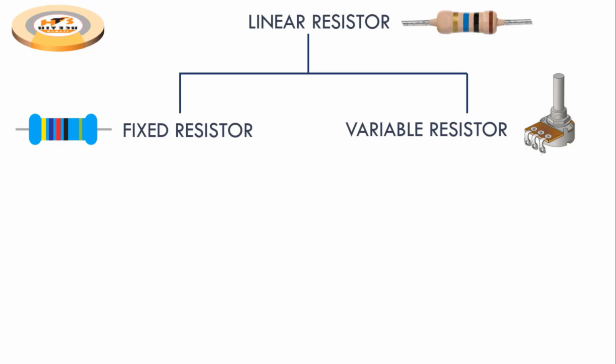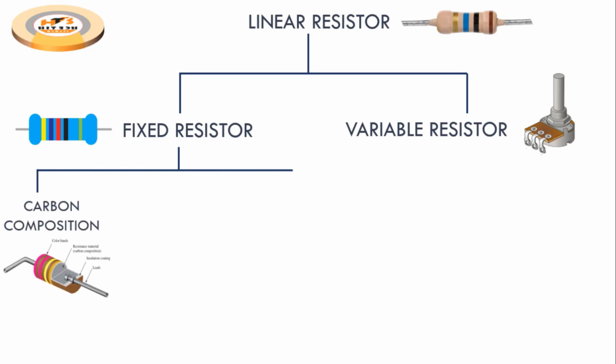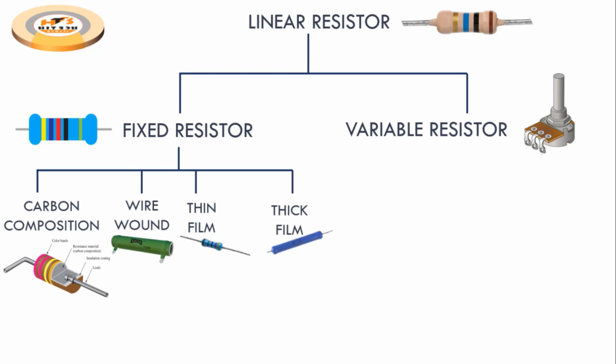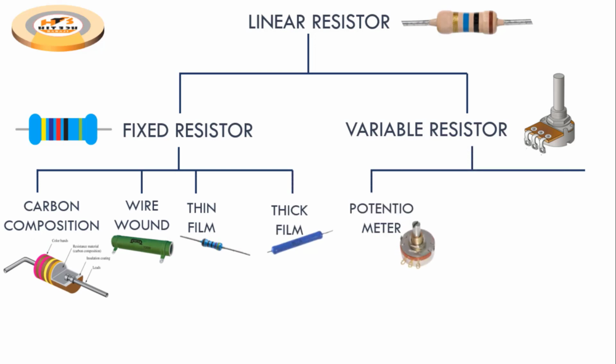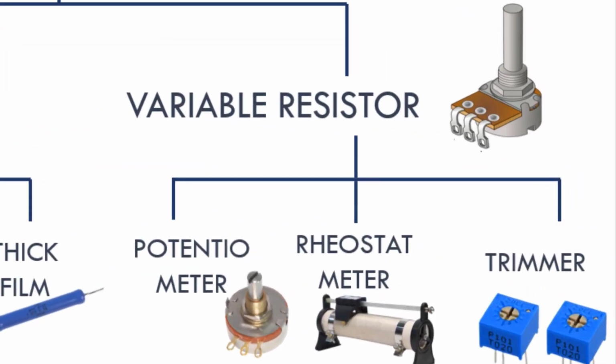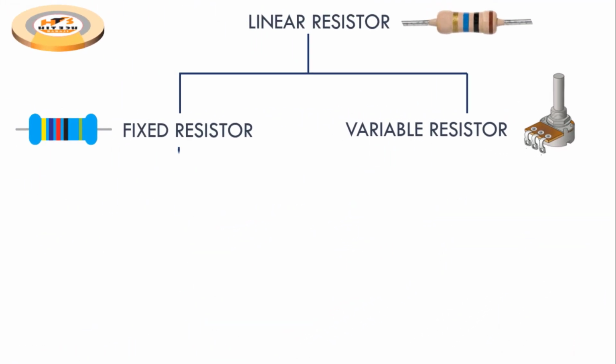Now fixed resistors are those resistors which have a specific resistance value, meaning its resistance is fixed and cannot be changed. Whereas variable resistors are those resistors whose resistance value can be changed either with the help of a screw, with the help of knob, dial or manually. Such resistors are used in the radio receivers for volume control and tone control.